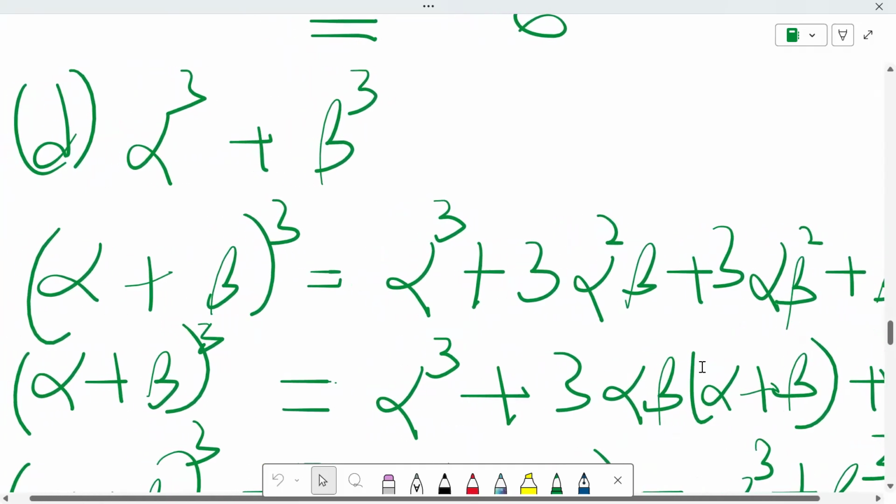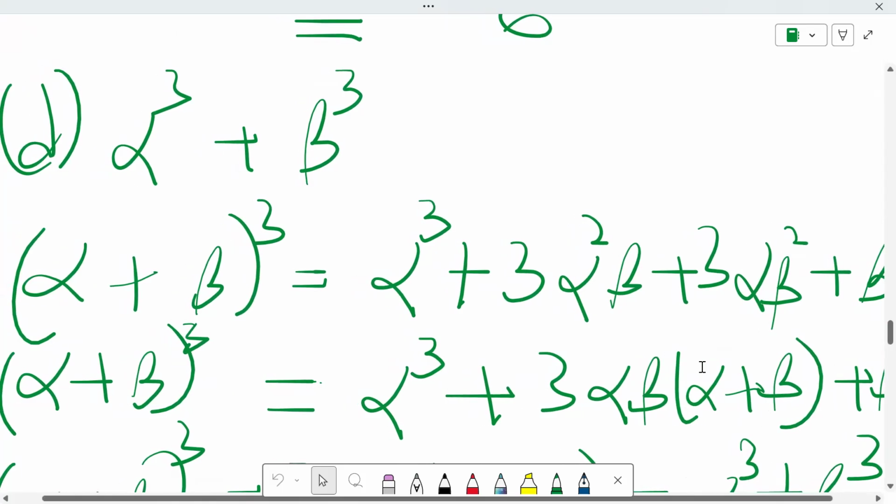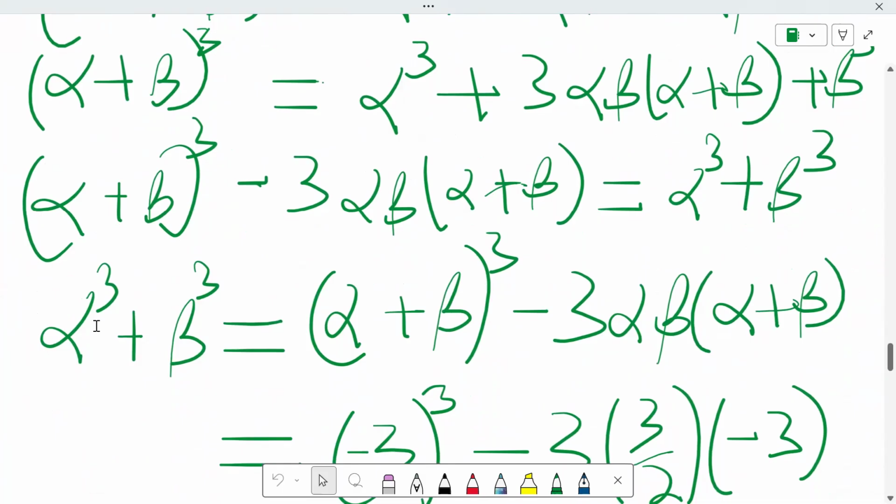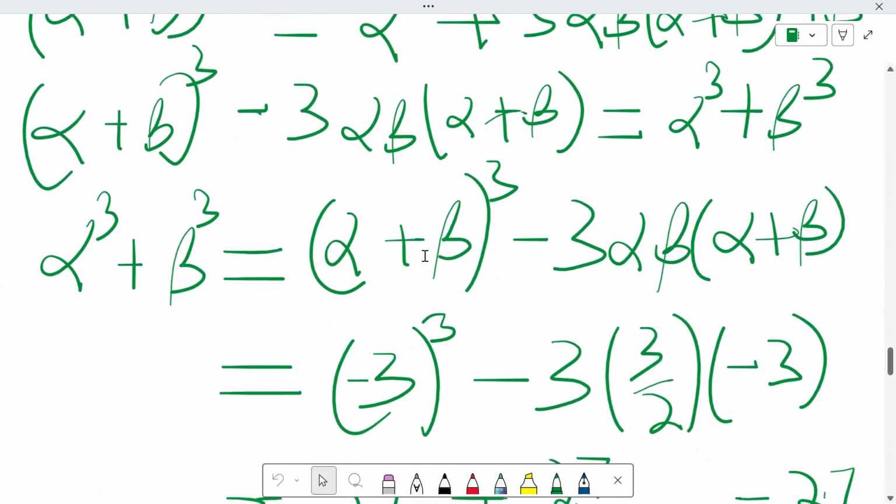Now the next step is that we want to write it in such a way that we shall get our alpha cubed plus beta cubed on one side. So we subtract the whole of this from both sides. So that will take us to this point. So we see that we have our alpha cubed plus beta cubed. Now from there, our alpha cubed plus beta cubed is equal to the whole of this expression. But we have the values for the sum of roots and the product of roots. So we do the substitution.